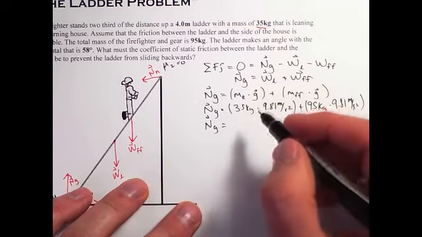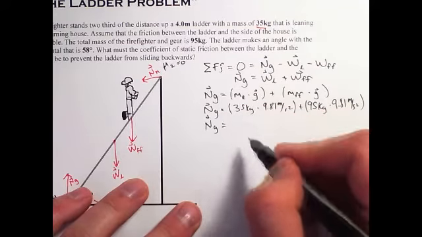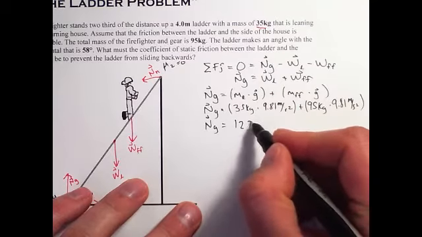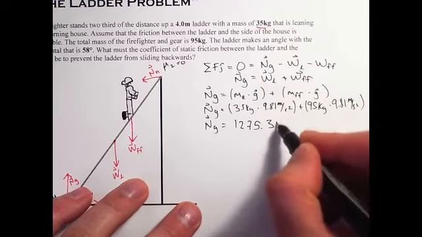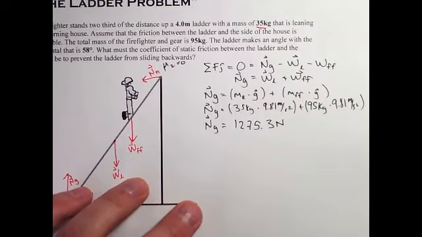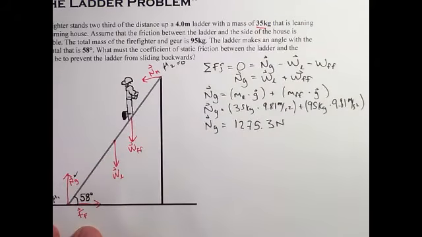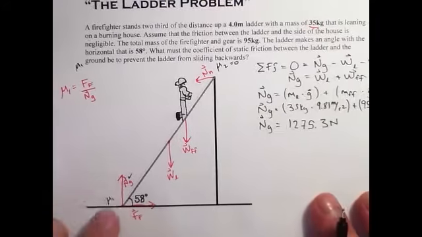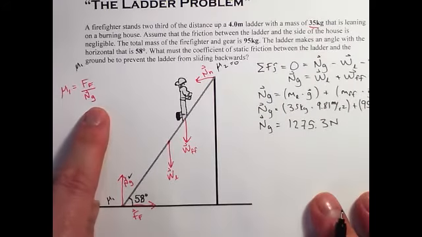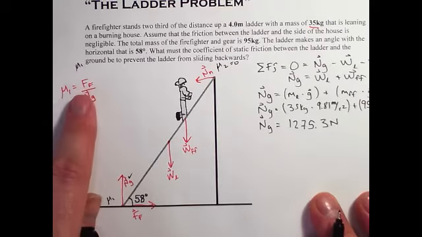Throw it into the calculator, and we find that it is 1275.3 newtons. So we can knock that one off. We've got that vector. And we come back over and we look at the normal force due to the ground. That has already been solved now. So now we need the force of friction.